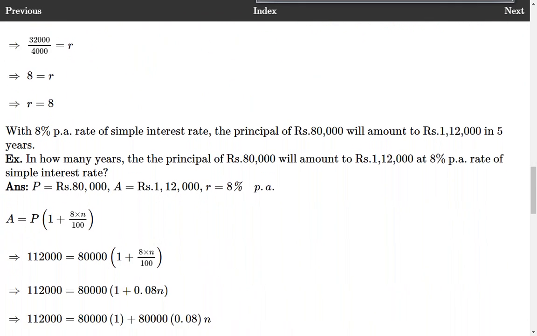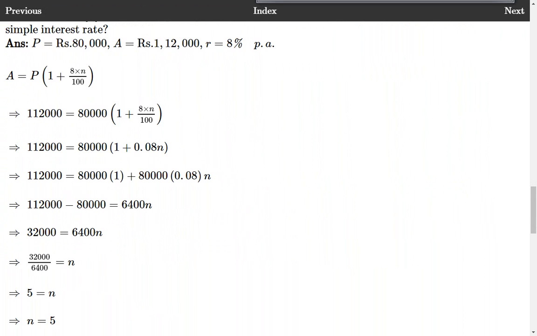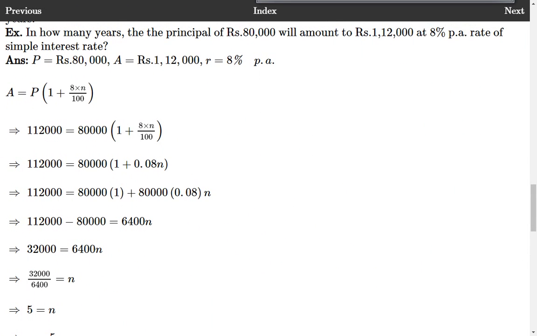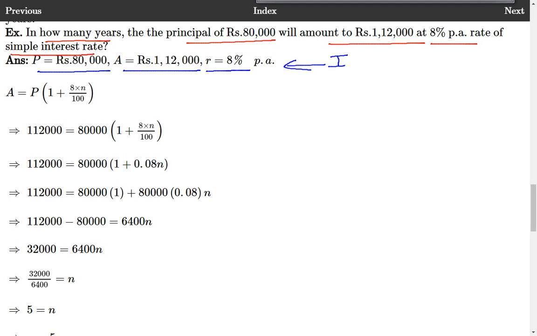Let us see the next example. The question is: in how many years will the principal of rupees 80,000 amount to rupees 1,12,000 at 8% per annum rate of simple interest? The procedure is again similar. Write down the given things. Principal is 80,000, amount is rupees 1,12,000, and rate of interest is 8%. So this is our first step, to write down the given data.